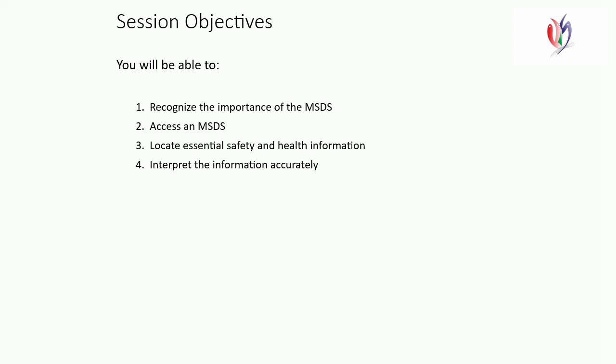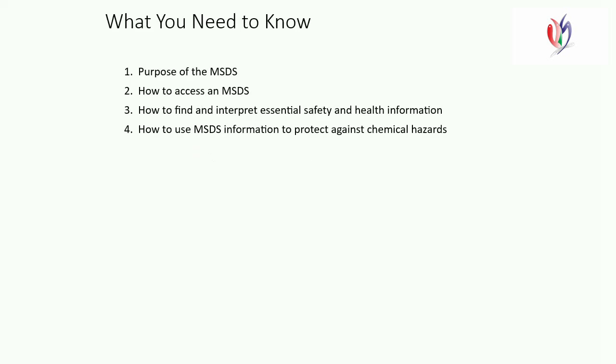By the time the session is over, we should be able to recognize the importance of the MSDS, access a material safety data sheet, locate essential safety and health information, and interpret the information accurately to protect ourselves and others from the hazards of the chemical. During the session, we'll discuss the purpose of the MSDS and how it fits into our hazard communication program, how to access an MSDS, how to find and interpret essential safety and health information, and how to use MSDS information to protect against chemical hazards.